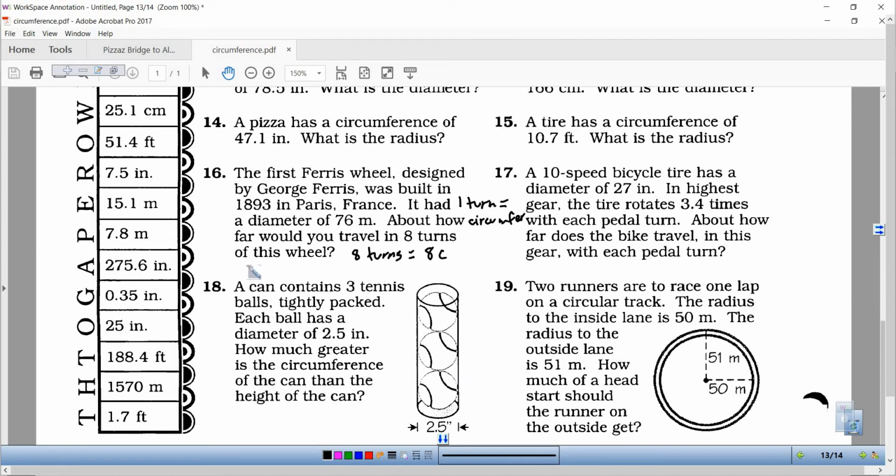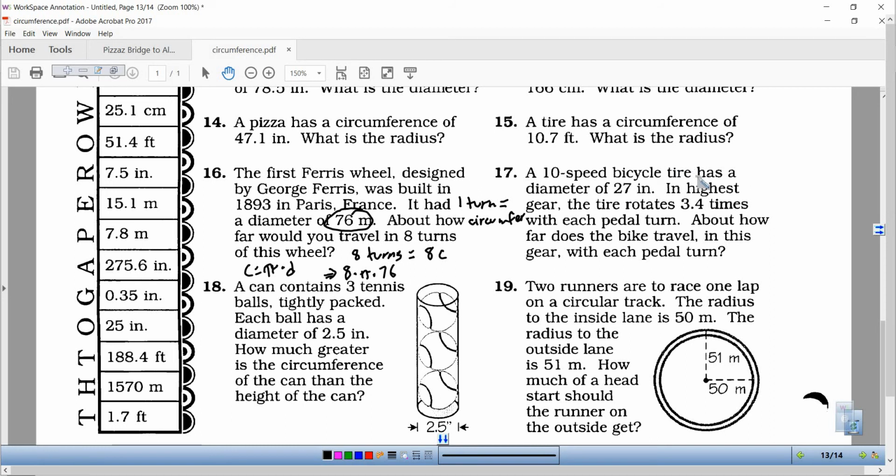So remember, c is equal to pi times the diameter. Okay, our diameter is 76, so what do we need? We need 8 times pi times 76, and that will give us our answer. How far do we travel in 8 turns? We travel 8 of our circumferences. Okay, so that's what you're going to do on number 16.